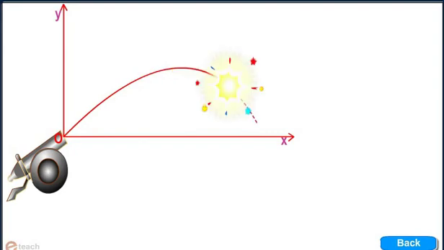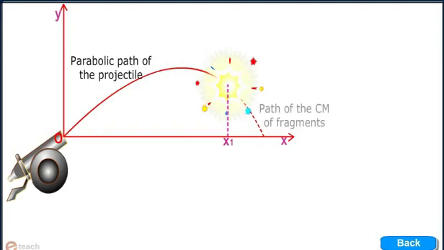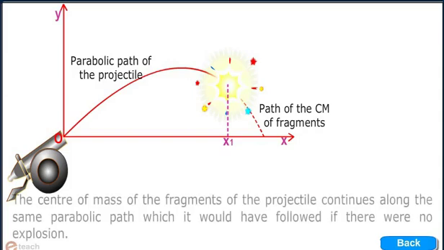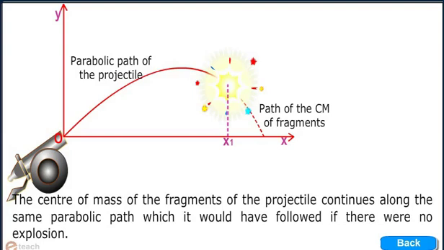Here you can see the parabolic path of the projectile of a cannonball fired from the cannon, which gets exploded at the position x1 along the x-axis. The center of mass of the fragments of the projectile continues along the same parabolic path which it would have followed if there were no explosion.